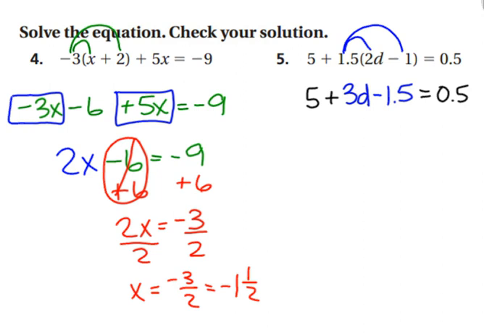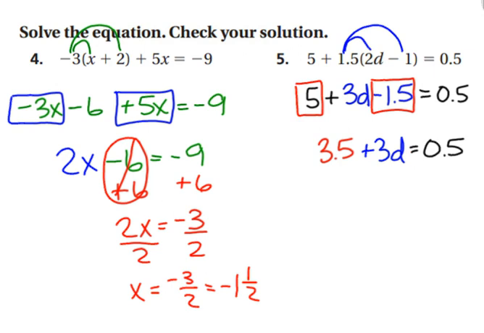Okay, we can combine the constant terms. So positive 5 plus negative 1.5 would be 3.5. And then I still have plus 3d equals 0.5. Okay, from here it's just a two-step equation.